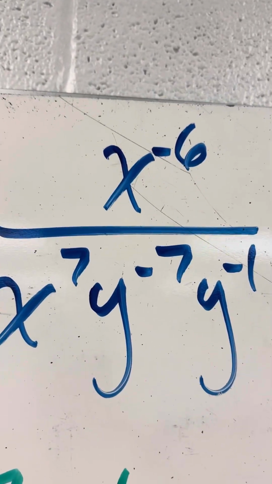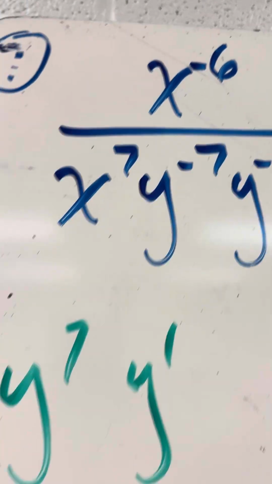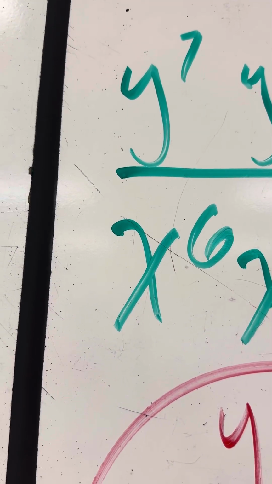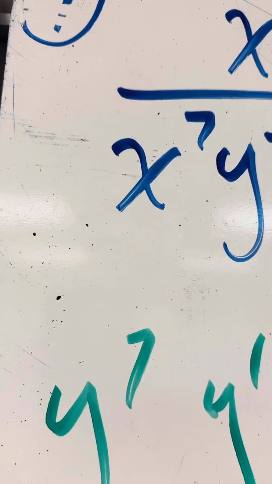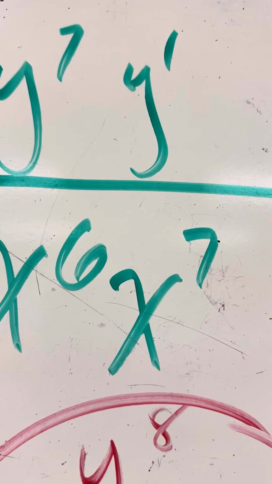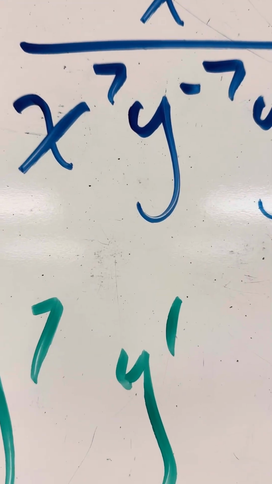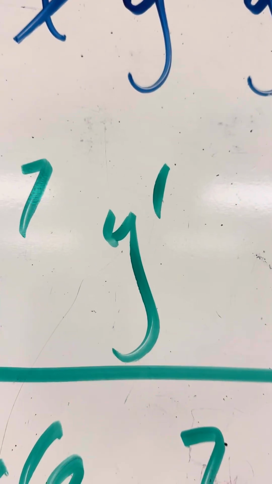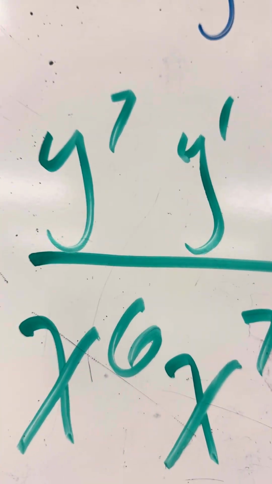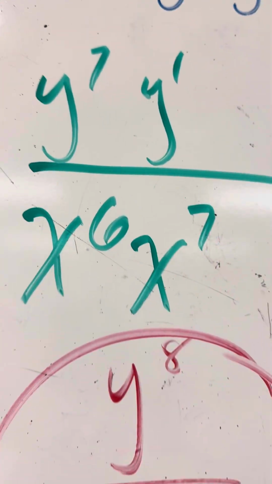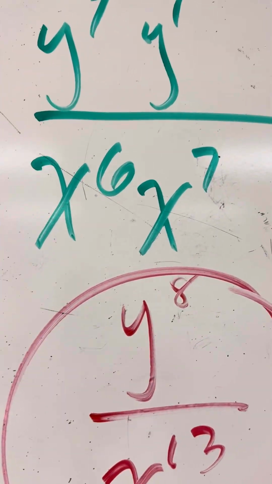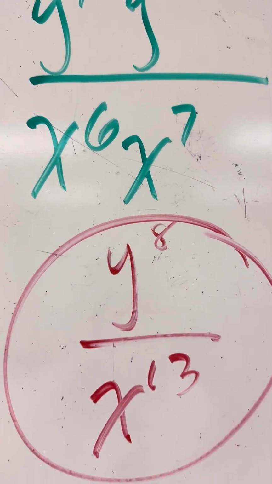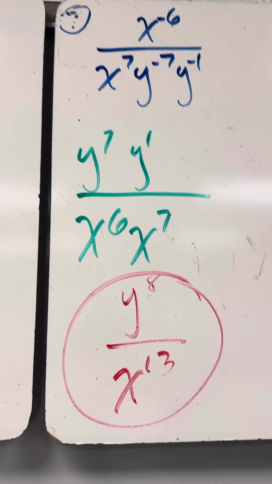Over here, x to the negative 6 moves to the bottom, make it x to the 6 on the bottom. X to the 7th stays put. Y to the negative 7th moves to the top, becomes y to the 7th. Y to the negative 1 moves to the top, makes y to the 1. Y to the 7 times y to the 1 is y to the 8. X to the 6th times x to the 7th is x to the 13th. And there's your answer.